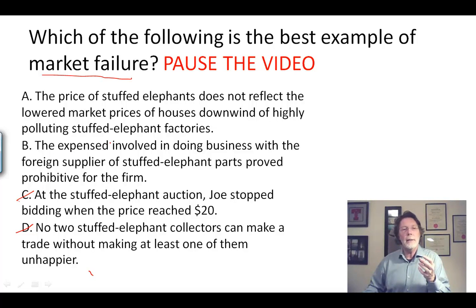Expenses involved in doing business with the foreign supplier of stuffed elephant parts proved prohibitive for the firm. Well, here we're talking about internal costs. It's the cost of buying stuffed elephant parts from some supplier. Again, this is just regular market behavior. This is not a market failure. So that leaves the top one. The price of stuffed elephants does not reflect the lowered market prices of houses downwind of a highly polluting stuffed elephant factory. This is a market failure. What you've got going on here are external costs, the external costs of pollution that are not incorporated into the price of the stuffed elephants. And that is a market imperfection or a market failure. So that is your answer.